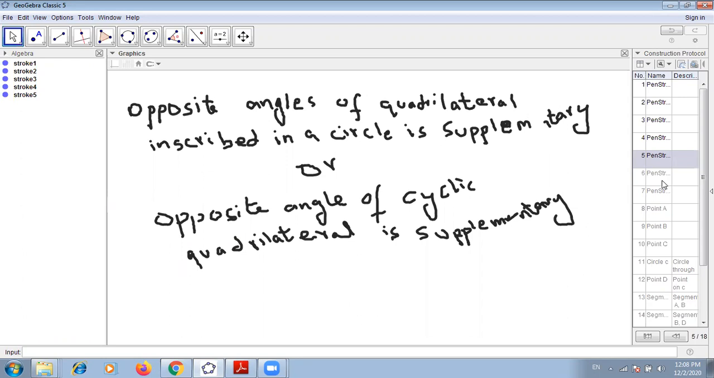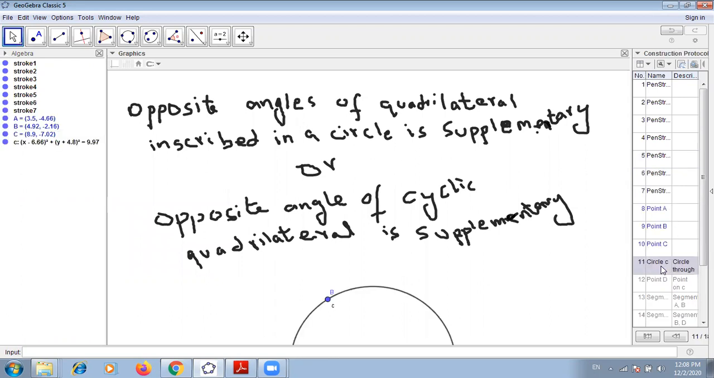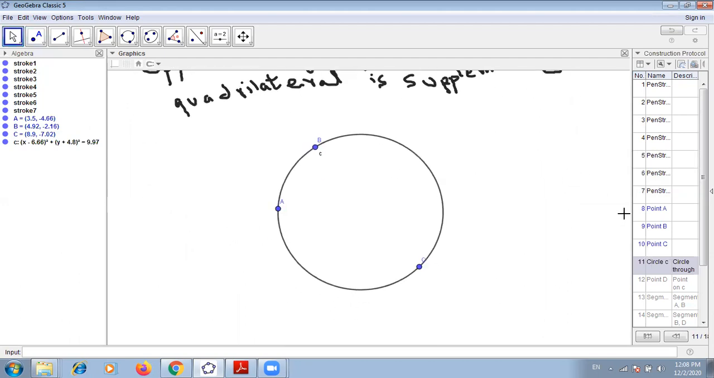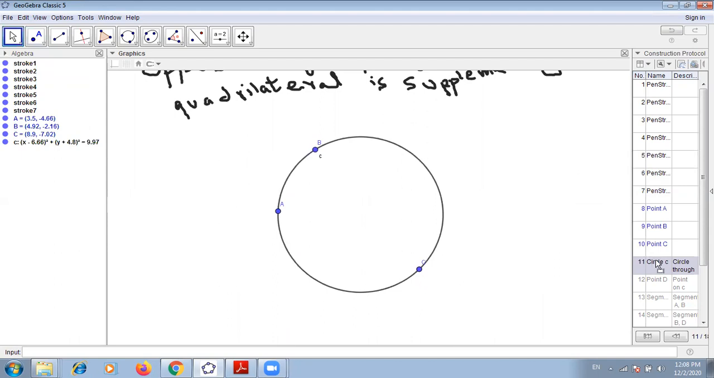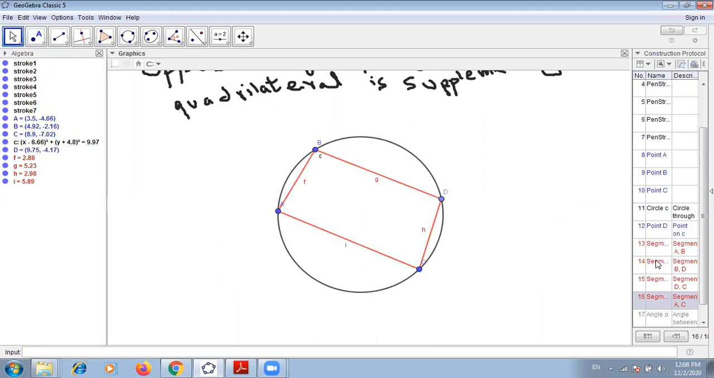Let's suppose we have a circle, having 4 points, and we draw a quadrilateral. Now you see that A, B, C, and D represent a quadrilateral which is inscribed in a circle, because all 4 points of the quadrilateral are on the circle. So if we measure its angles, you can see that these two, B and C, are opposite angles and their sum should be equal to 180.